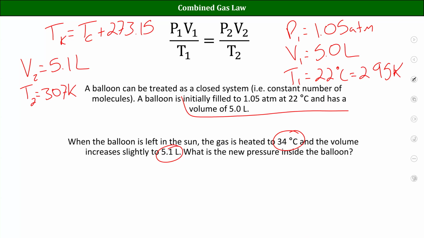Know the units and which variable they go with. And these are all the same, essentially. Figure out if I'm talking about before or after. Make sure your units are all consistent. Make sure all your temperatures are in Kelvin and you're good to go.